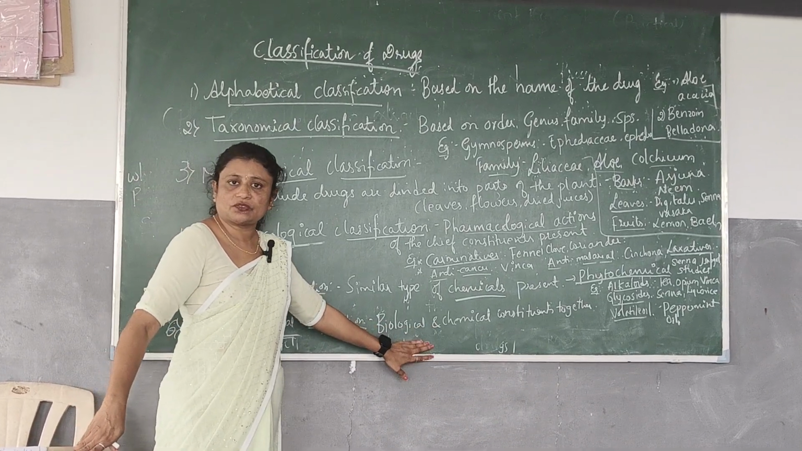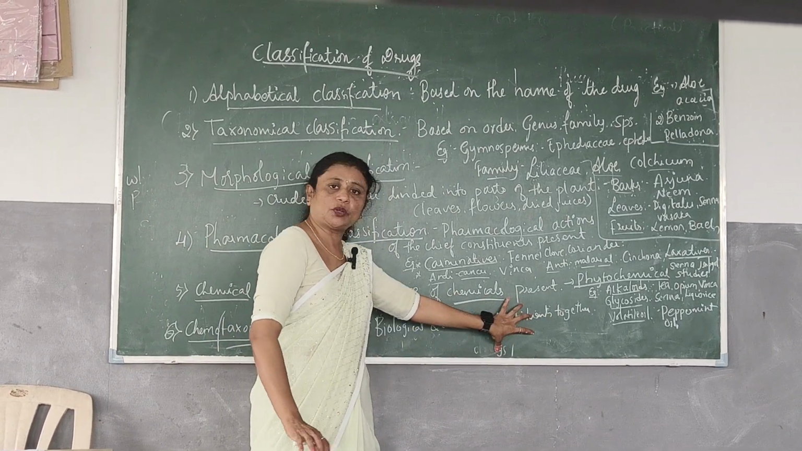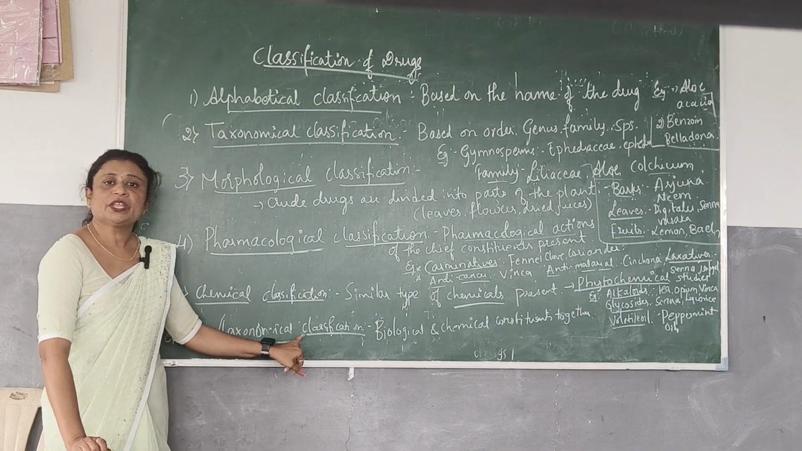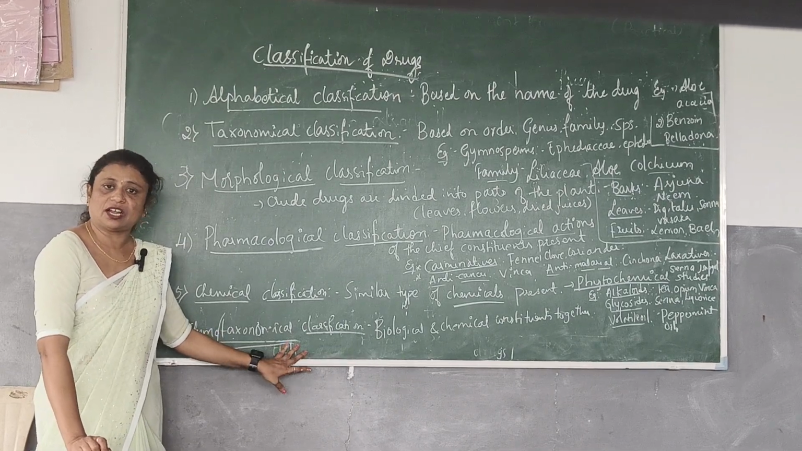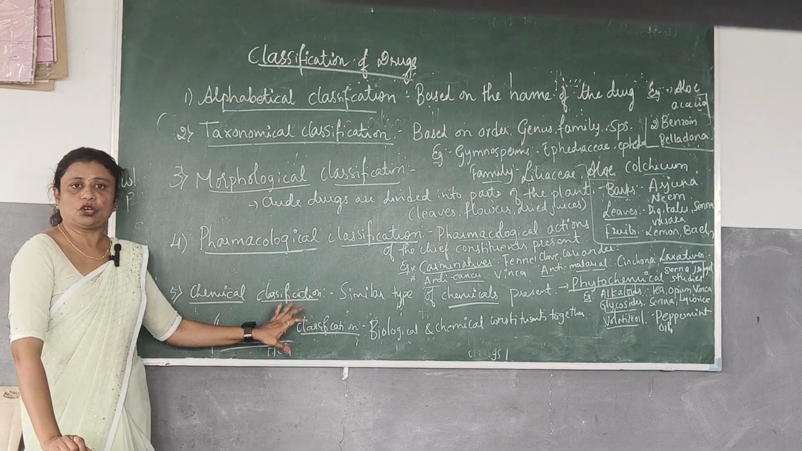Here the biological source of the drug and the chemical constituents, both are included together, and there will be the formation of the chemotaxonomical classification. Understanding? So, I have told you all the classifications.